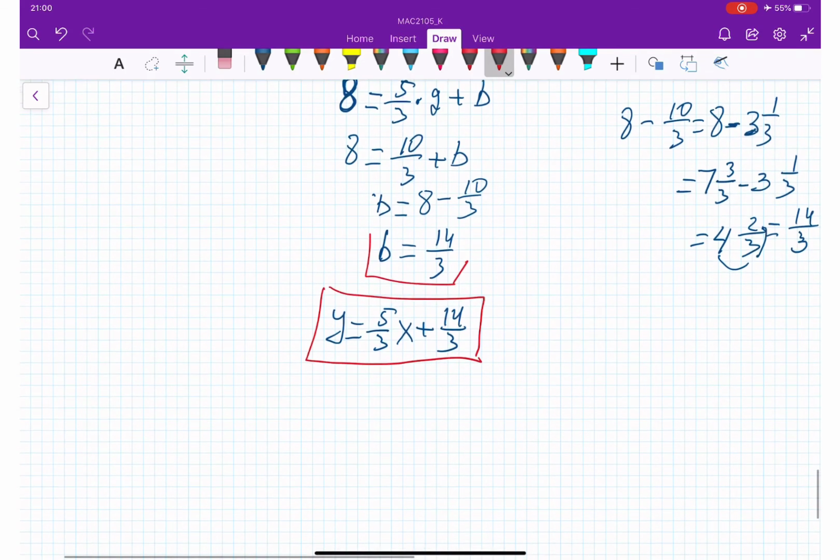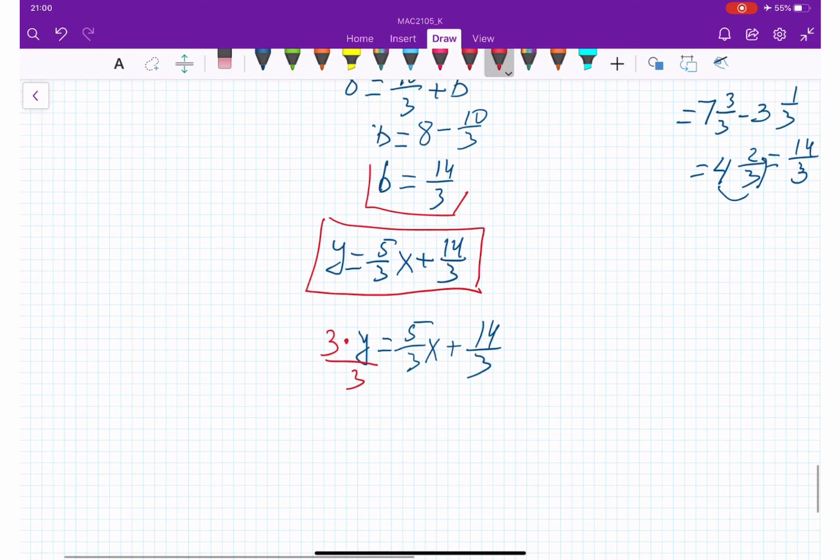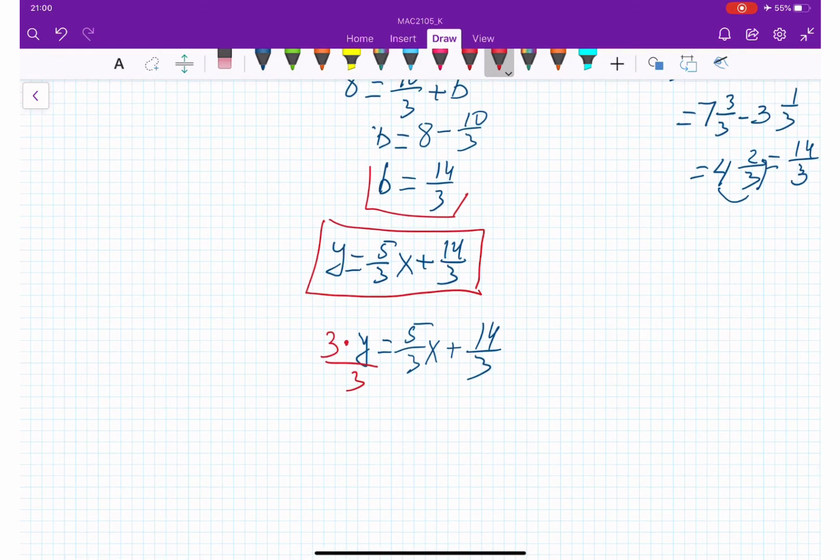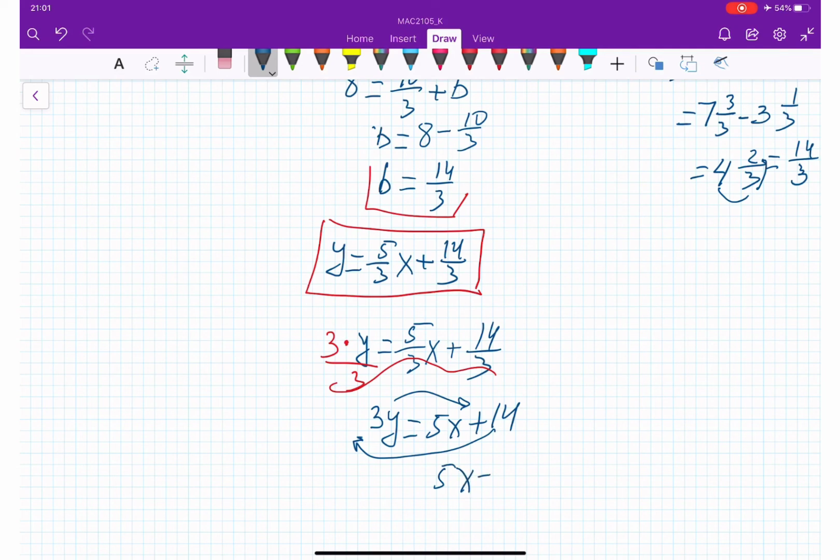And now the second one, we need to find the equation in standard form. To get the standard form, y is equal to 5 over 3 x plus 14 over 3. So the common denominator is 3. Multiply also by 3. We drop the 3 and 3 and 3. So that will be 3y is equal to 5x plus 14. And now I'm going to move 14 to this side and 3y to this side. So it's going to be 5x minus 3y is equal to negative 14. And that will be your standard form of the equation.